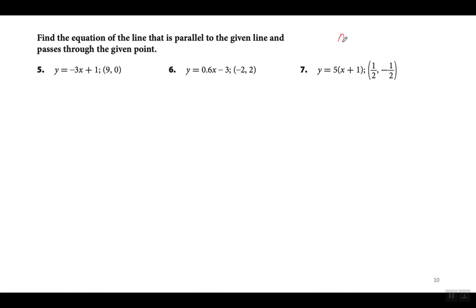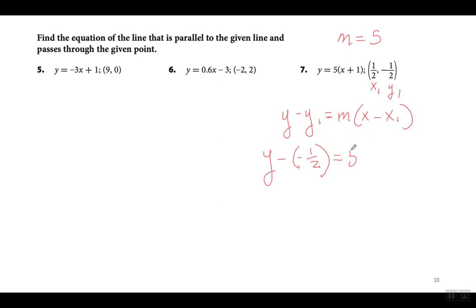Okay, we know that the slope is 5, and it's passing through this point. So this is x1 and y1. Alright, so here's my point slope form. When I substitute those values, I'm going to have y minus negative 1/2 equals 5 parentheses x minus 1/2. Now these two negatives are going to become a positive. I'm going to do the distributive property on the right, la propiedad distributiva. Alright, I'm going to get 5x minus 5 over 2.